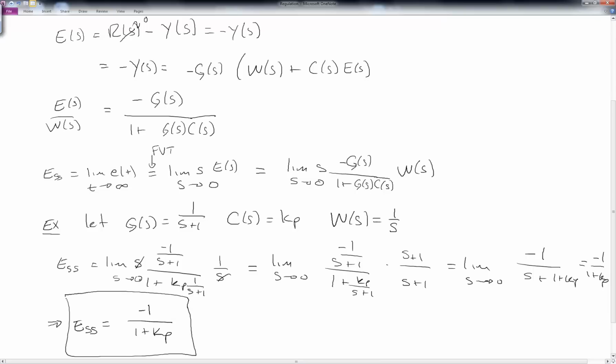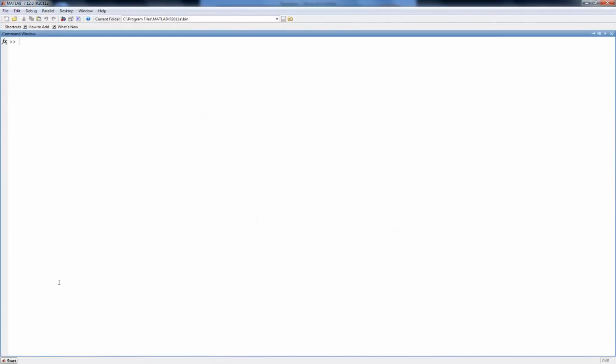In this case, the steady state error in the regulation problem happens to be the same as the error in the tracking problem, only with a minus sign. So again, we can see this in MATLAB. Let's go ahead and look at the example for the regulation steady state error problem. If we again define the transfer function as 1 over s plus 1, and we set our control law to 1, we can calculate our steady state error by taking minus g and dividing by 1 plus c times g.